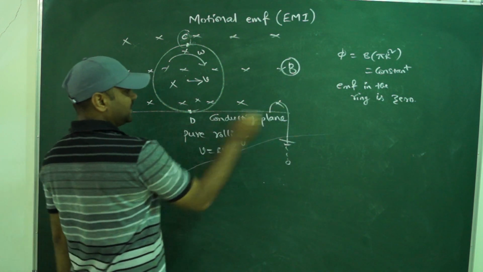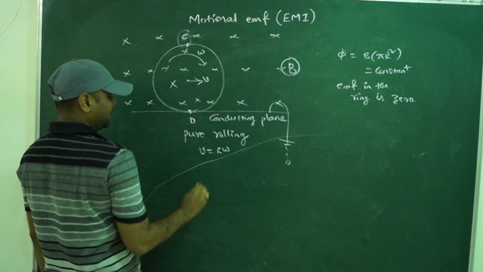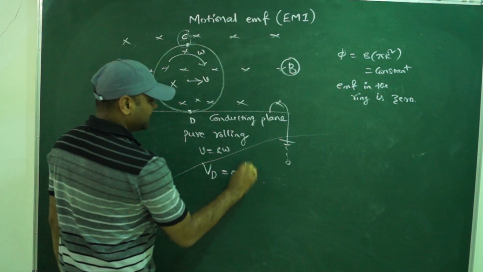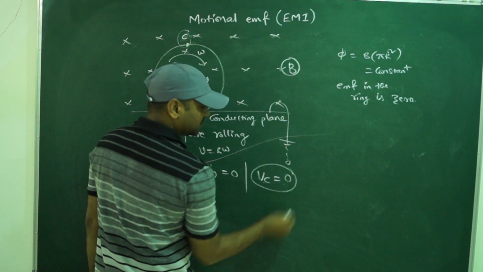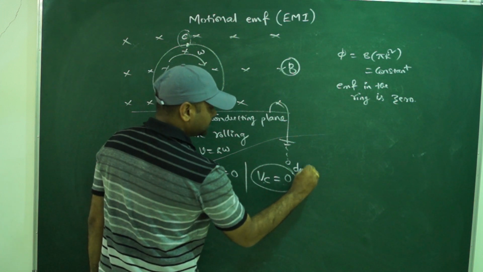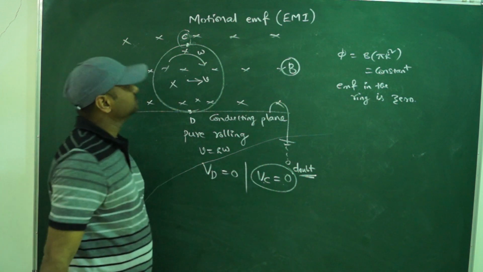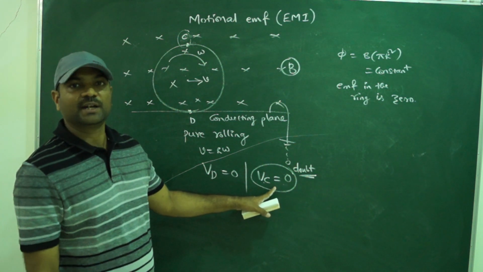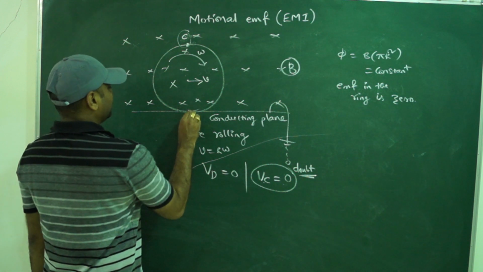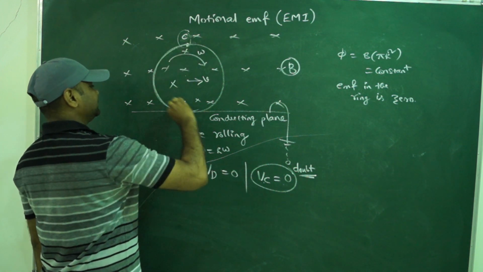If I take the conducting plane as grounded, then the potential at the D point goes to 0. But we cannot say that the potential at the C point is 0. So this is a doubt. We have to check. We cannot say the potential at the C point is 0. There can be some potential. We can identify it.